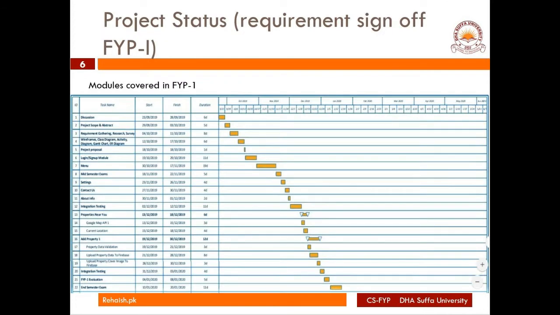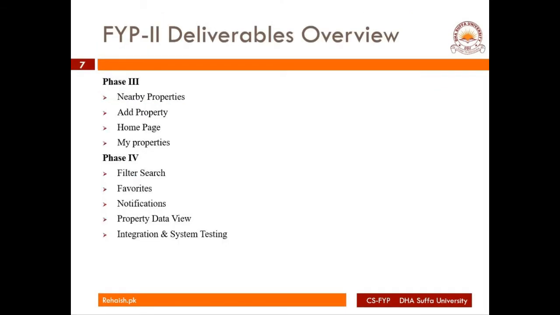Moving on towards the project status of FYP1. In FYP1, we covered half of the project, in which the designing and the requirement phase was covered, as well as the initial login phase, and a few other modules discussed a while ago, like half of the add property module and settings, contact us, about info, and all this was covered till the end of December. Moving on, we have FYP2 deliverables.